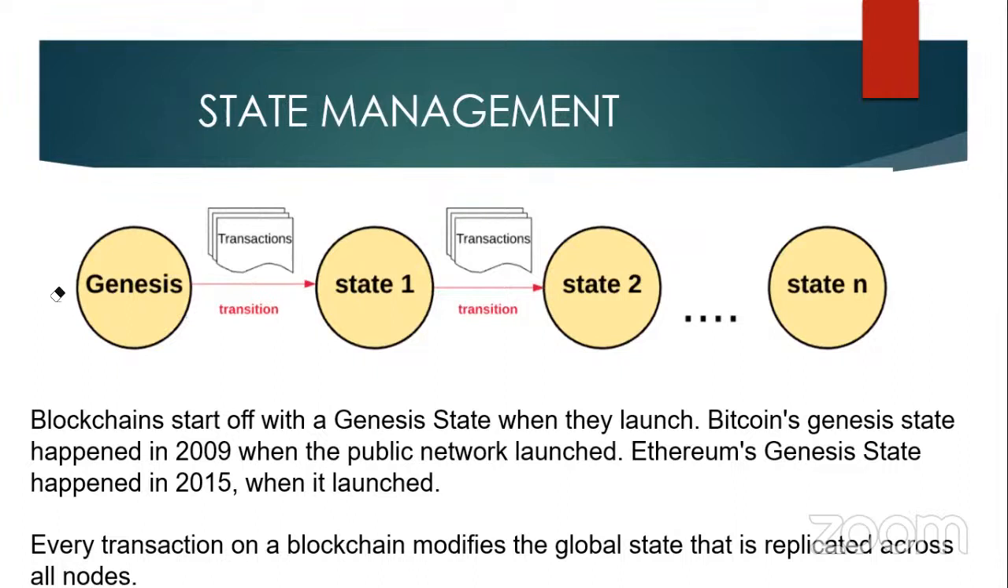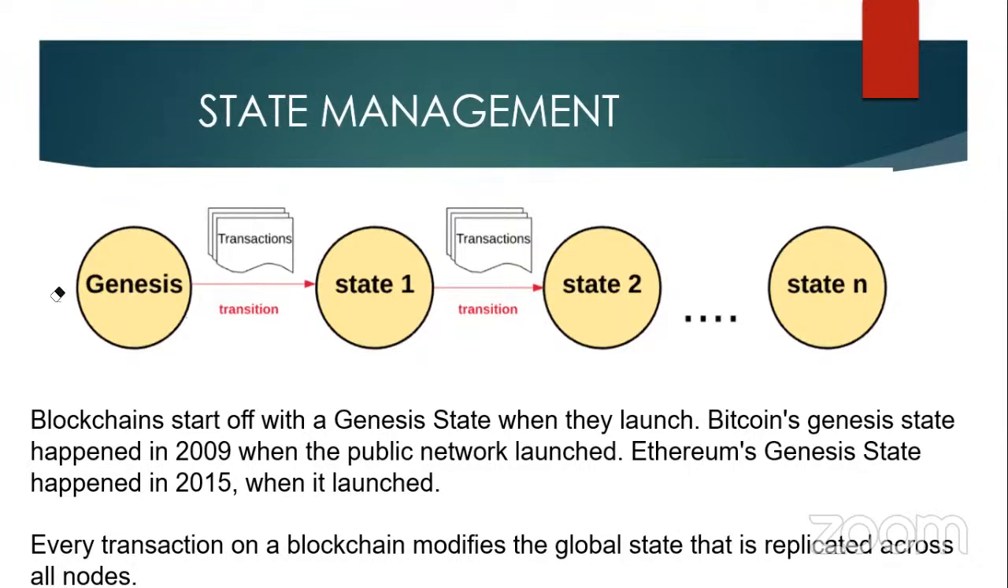The Genesis block. That's why Satoshi Nakamoto has remained unknown till today, and if anybody comes to claim he or she is Satoshi Nakamoto, they will be asked to present the Genesis transaction proof of the Bitcoin blockchain. A blockchain starts off with the Genesis state when it launches. Bitcoin's Genesis state happened in 2009 when the public network was launched, while Ethereum's Genesis state happened in 2015.